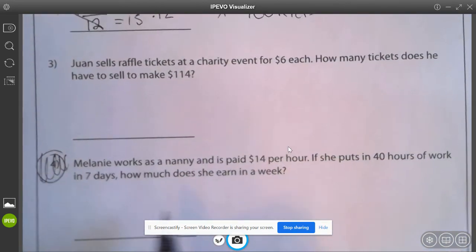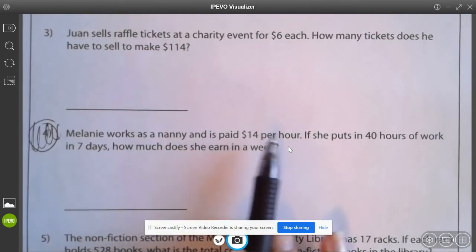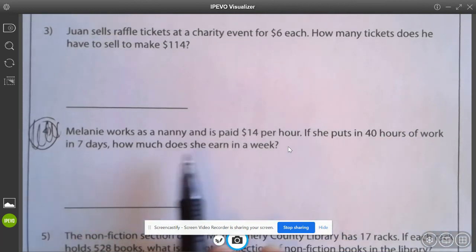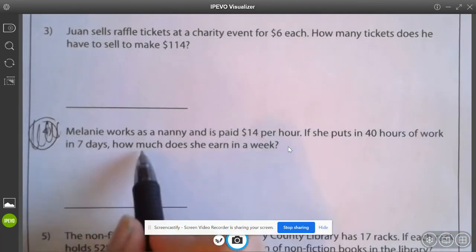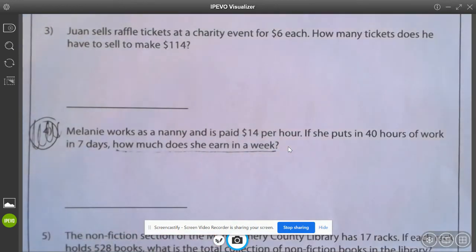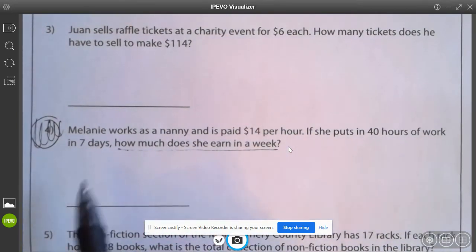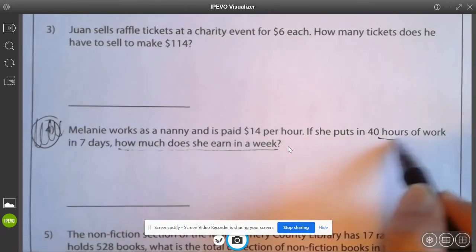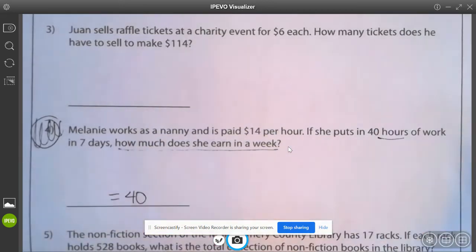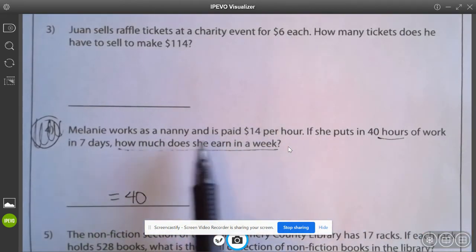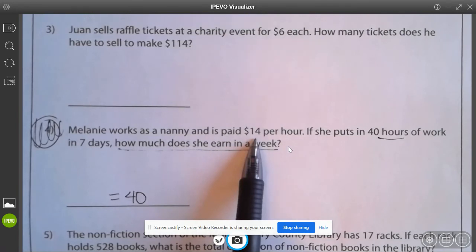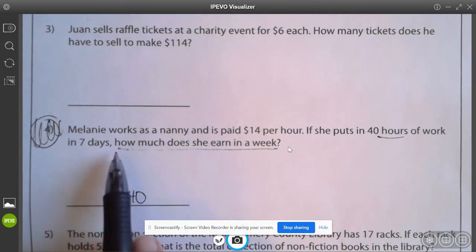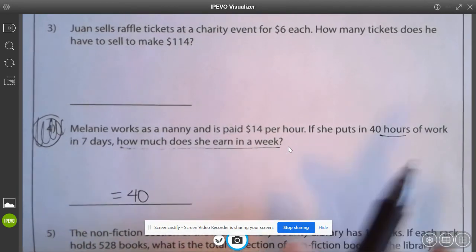4. Okay, so Melanie works as a nanny and is paid $14 per hour. If she puts in 40 hours of work in 7 days, how much does she earn each week? So when I want to know something like this, I'm mostly going to use division, okay? So then I go, what's the total? It says 40 hours. She puts in 40 hours, so 40 hours in total. And then she gets paid $14 per hour. And my question was, how much does she earn each week? So I don't know that.